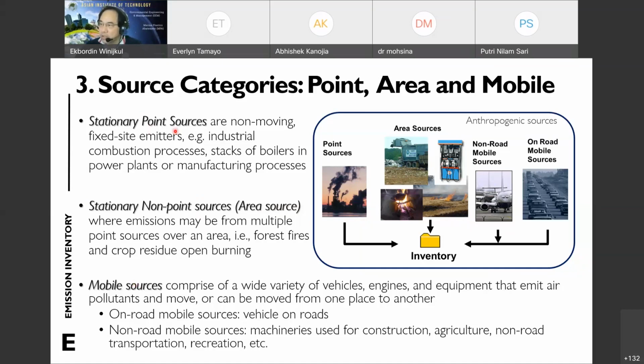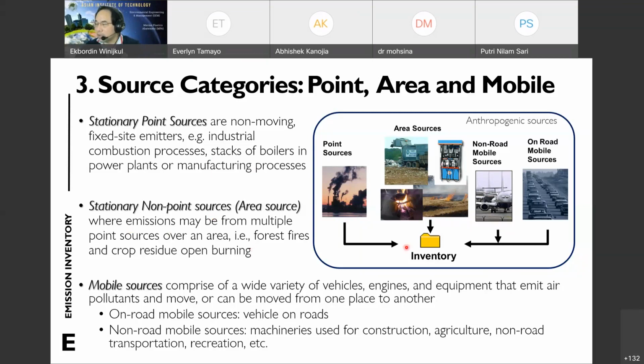The stationary point source is a non-moving, fixed-site emitter. Examples of this are industrial combustion processes, any stack of a factory, or the emission coming from a manufacturing process. Okay, this one is the first one, the point source. In general, it should be a source where you can pinpoint the location of the emission. The second one is going to be the area source. This one considers that the emission may be coming from different point sources, multiple point sources in the same location.